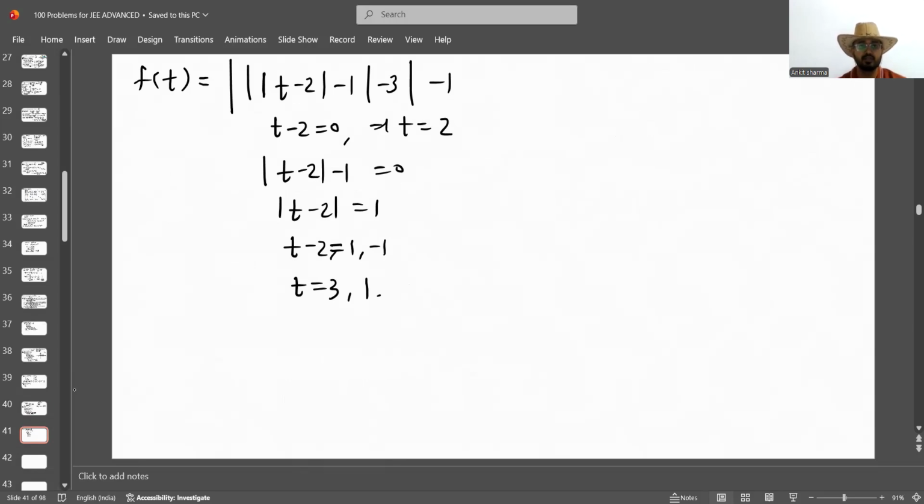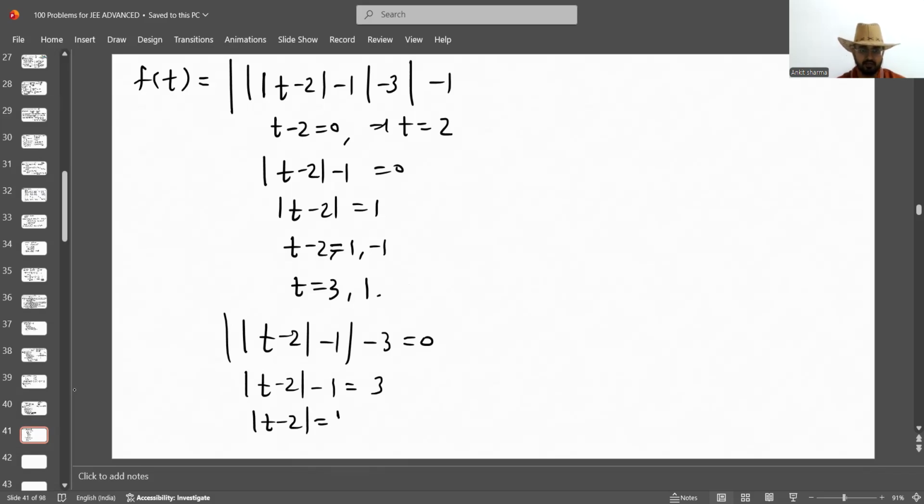And then the third nested modulus is mod of t minus 2 minus 1, this mod minus 3 should be 0. Which means I have here mod of t minus 2 minus 1 is equal to 3. That means mod of t minus 2 minus 1 is 3 or minus 3, both. If I take it equal to 3, mod of t minus 2 is 4, and 1 minus 3 is minus 2. So mod can never be negative, so this is discarded and I have mod of t minus 2 equal to 4, which means t minus 2 is equal to 4 comma minus 4. That means t is equal to 6 or minus 2.